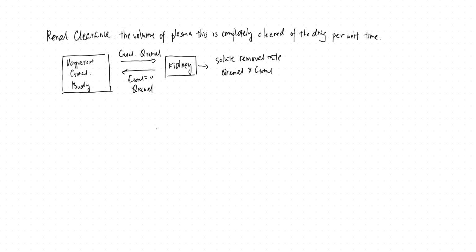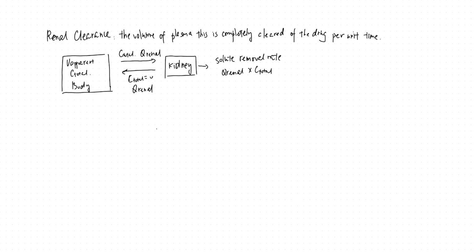Fundamentally, renal clearance is a measure of the efficiency with which the kidney removes a drug from the plasma. And quantitatively, this is the definition: it's the volume of plasma that is completely cleared of the drug per unit of time.